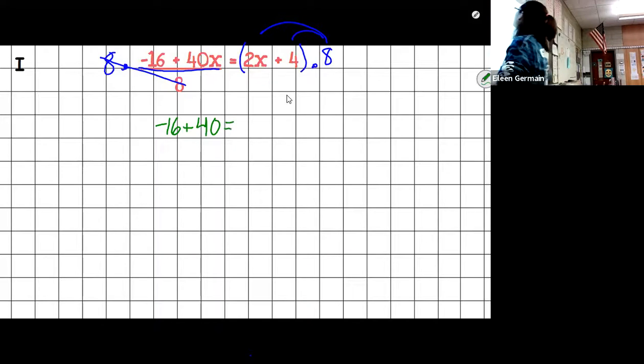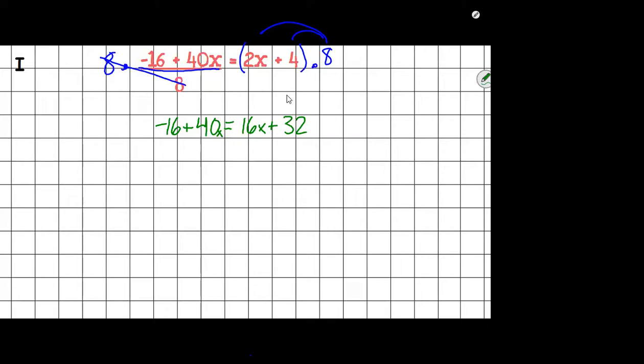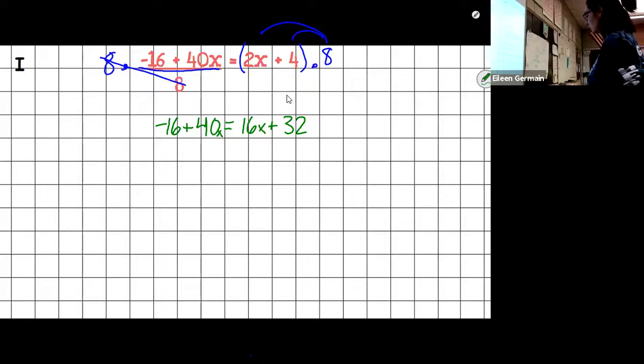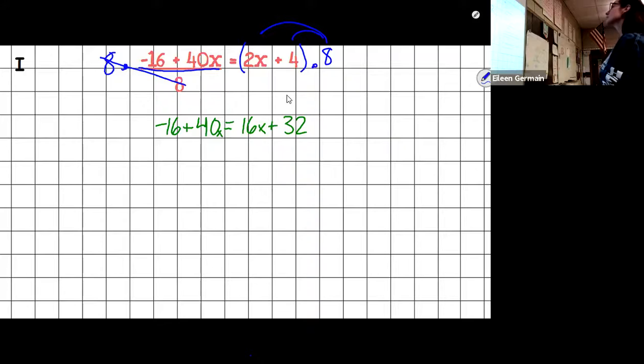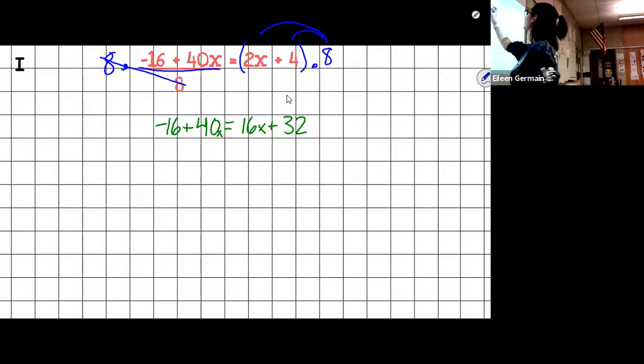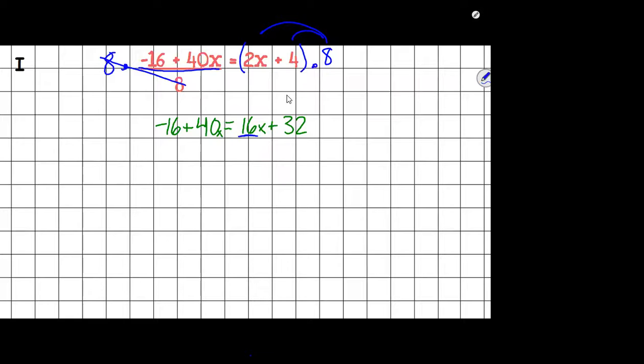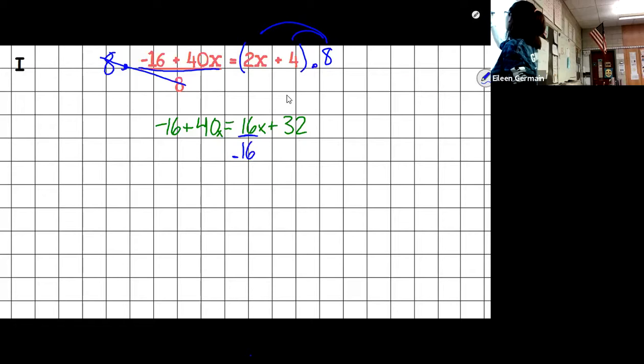Is equal to, what's it going to distribute to? 8 times 2x would get me? 16x plus 32. Very good, John. So now I want to consolidate my x's. What would I do here, do you think, John? Subtract 16x from both sides. Very good. Because 16x is smaller, we're going to subtract 16x from both sides.